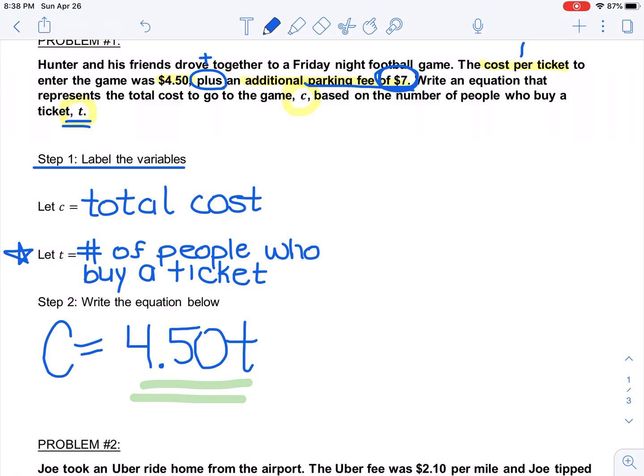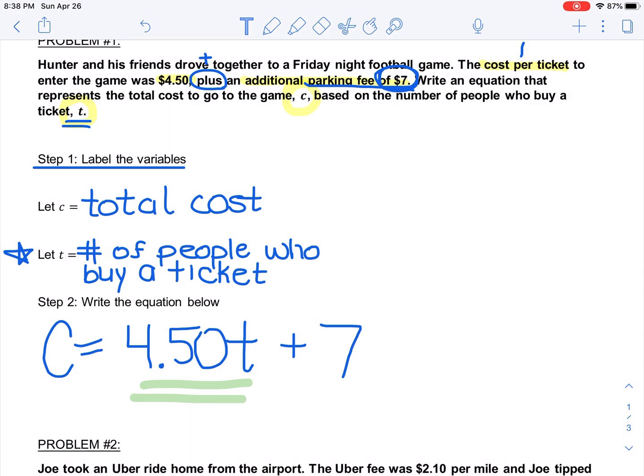So I know that now, what am I going to do with the $7? I'm going to add it on to the end because it's a one-time additional parking fee. Okay, so I have C equals $7.50 times the number of tickets. I could be buying 7 tickets. I could be buying 8 tickets. It depends on how many people of Hunter and his friends are going. And then they're going to pay that $7 parking fee.